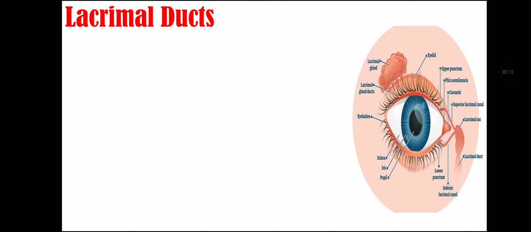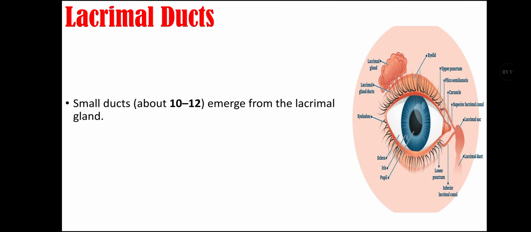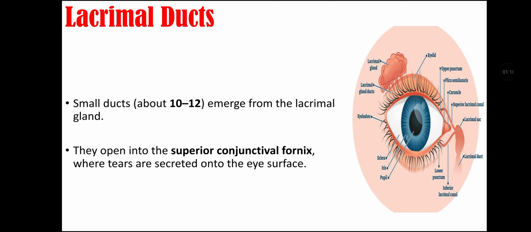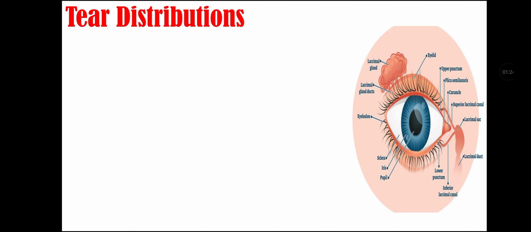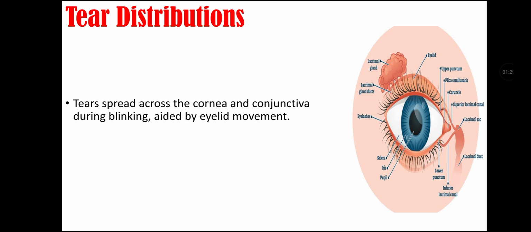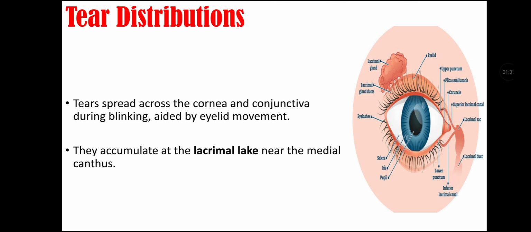Second is lacrimal ducts. That is the second part of the lacrimal apparatus. There are small ducts, about 10 to 12 ducts, that emerge from the lacrimal gland. They open into the superior conjunctival fornix where tears are secreted onto the eye surface. Tear distribution on the eye: tears spread across the cornea and conjunctiva during blinking and that is aided by eyelid movement. They accumulate at the lacrimal lake near the medial canthus.